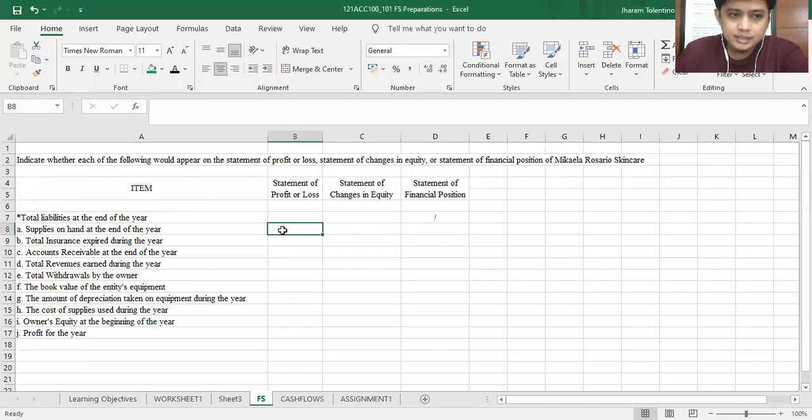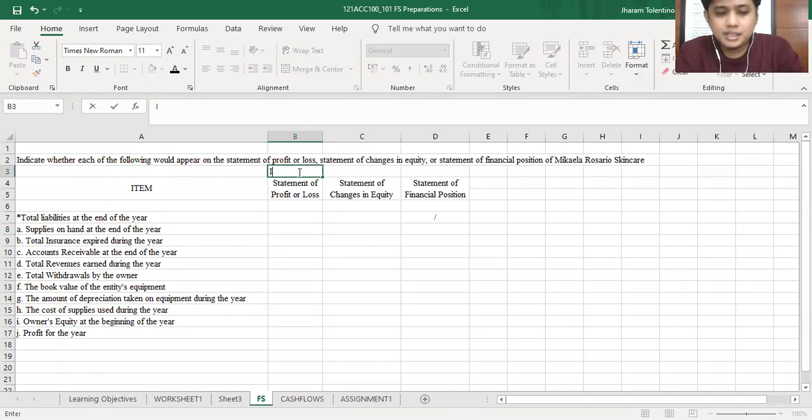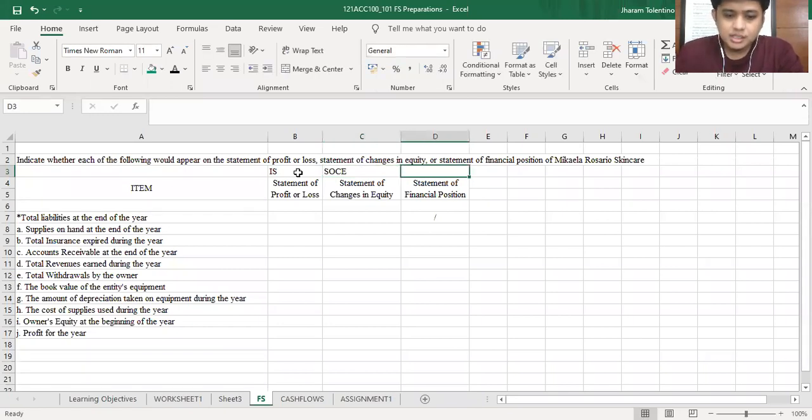Okay, supplies on hand at the end of the year. Makikita ba siya sa statement of profit or loss? Ayan. So this one is income statement sa mga hindi makakabisado. SOSE, and then this is the balance sheet. Saan makikita tong supplies? Hindi sa statement of changes in equity. Sa balance sheet makikita? Yes. Okay? Sa balance sheet siya makikita.